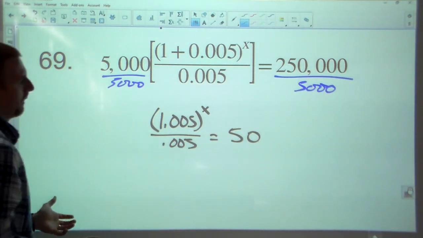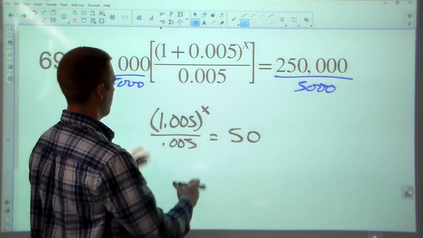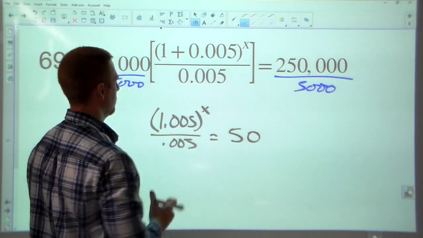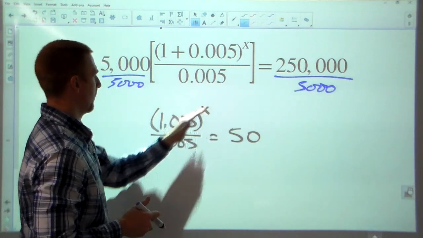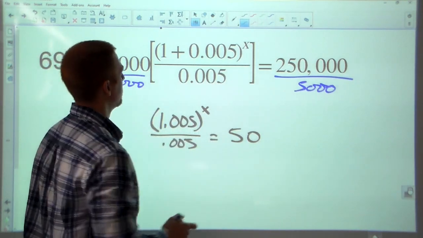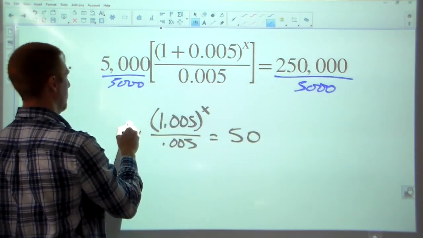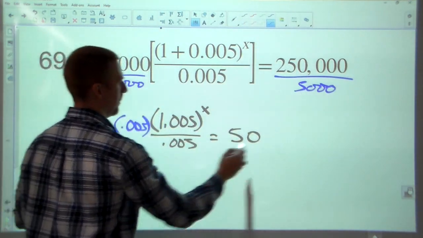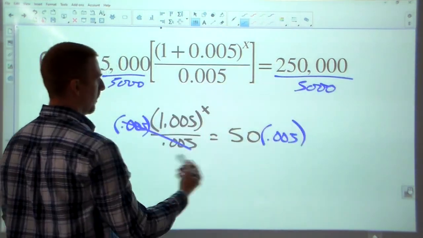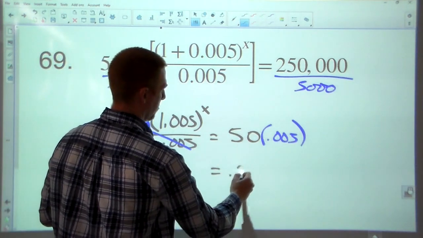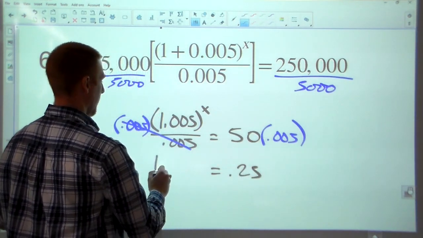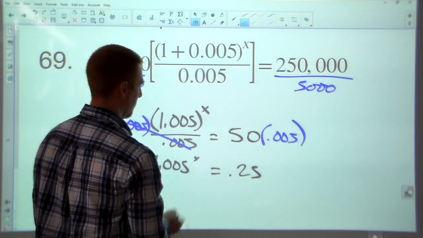So now, I've dropped my parentheses because this is all this was in parentheses. So I've got an exponent going on, I've got some division. So we have to take care of division first. So let's do that. Multiply by 0.005 on both sides. And I'm okay with you putting this in the calculator. That's going to be 0.25. And 1.005 to the x still on this side.